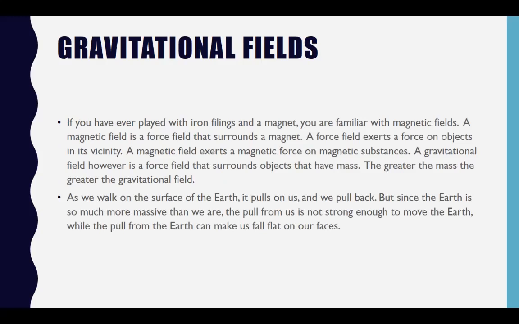A gravitational field, however, is a force field that surrounds objects that have mass. The greater the mass, the greater the gravitational field. So we can draw what we call field lines or lines of strength based on the distance away from whatever the body is that has mass. This could be something nice and round, like a ball, something bigger like a planet, or something that doesn't have a traditional shape, like some sort of space shuttle.